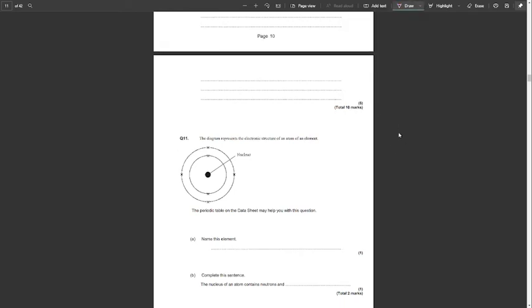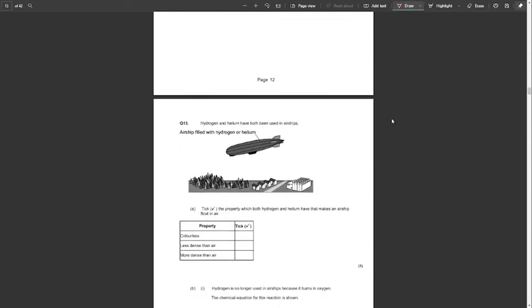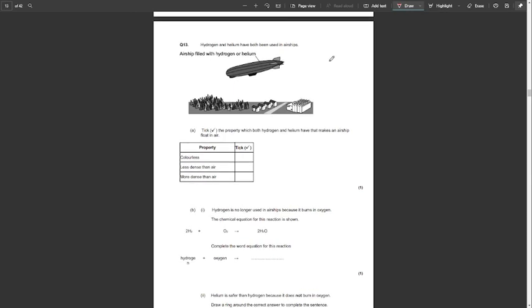Let's see if there's any different types of question in here. This is quite a good one. We've got a nice diagram up here. An airship filled with hydrogen or helium. Tick the property. It's said tick. So you're not going to cross the box or squiggle in the box or put a circle in the box or draw a square or a triangle. You're expected to tick the box.